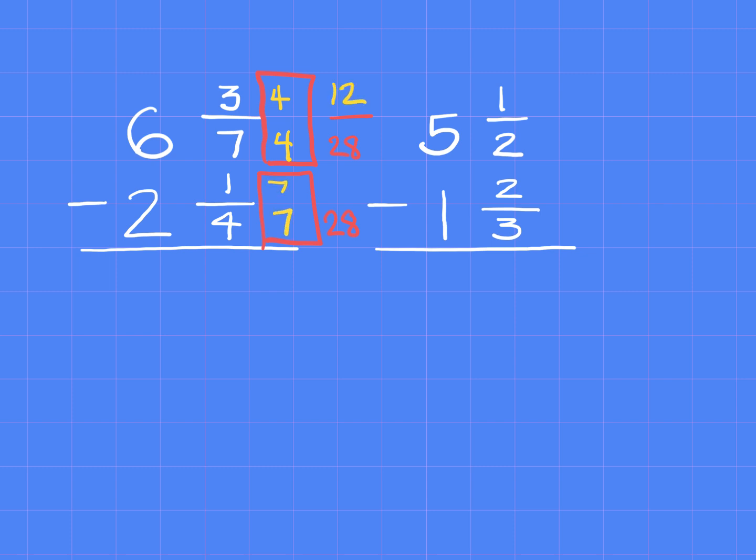4 times 7 is 28. 1 times 7 is 7. And so we're going to subtract 12 pieces. We're going to take away, because this is a subtraction problem. So we ate 7 of them. That leaves us with 5 pieces out of 28 slices. And 6 wholes minus 2 wholes gives us 4 wholes. And there is nothing else that you can do to simplify because 5 is a prime number and 5 is not a factor of 28.